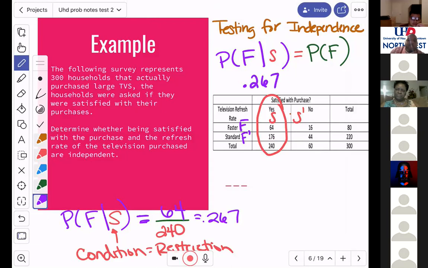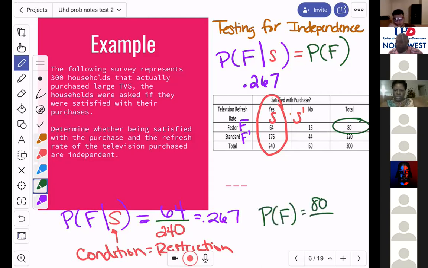If these two events are truly independent, then the fact that you got a faster TV should really not matter at all. The fact that you're satisfied with a faster TV should not matter if they're independent. It should have no effect on you purchasing a faster TV. So now all I need to do is calculate the number of people who have a faster TV. How many people is that? 80. Out of how many total people in the sample? 300. 80 out of 300.